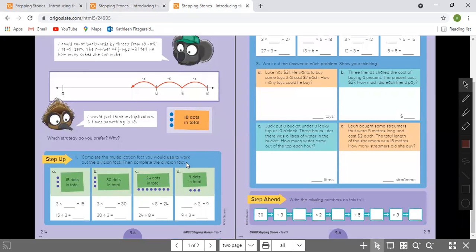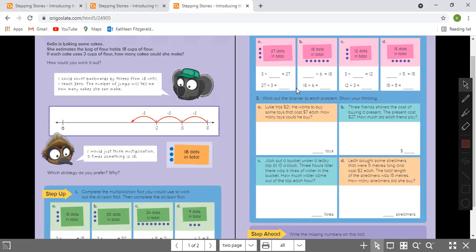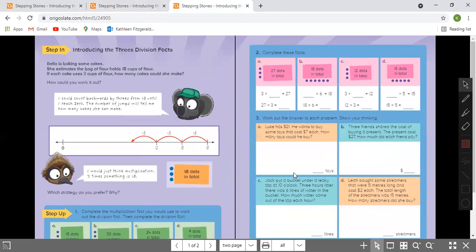It's pretty much what we've just been looking at, where we've got the arrays that are covered over. We know that there are 15 dots in total, but we can only see that there are 3 rows. So you need to work out how many will be in each row. 3 times what equals 15, and 15 divided by 3 equals what? It will be the same number in both, because that's our number family. Over on the next page, we've got the same thing again. Now remember that all of these are working in groups of 3 because we're concentrating on our division facts for 3. So 3 times something equals 27, something times 3 equals 18, 3 times something equals 12, and something times 5 equals 15.